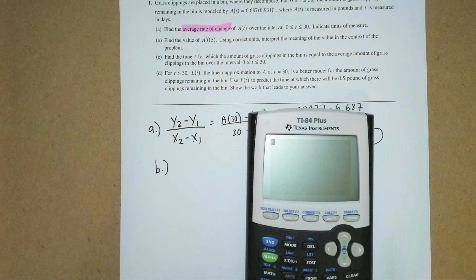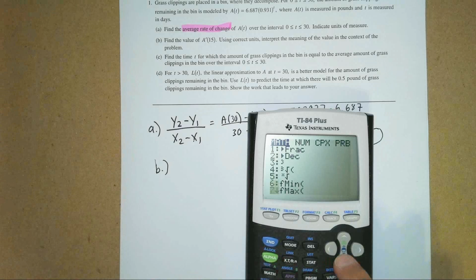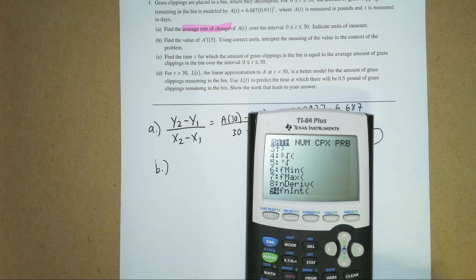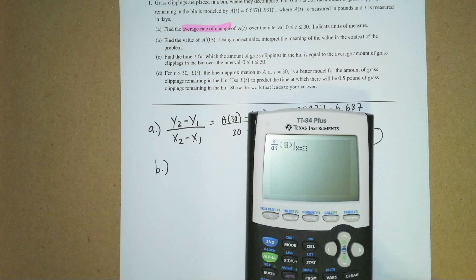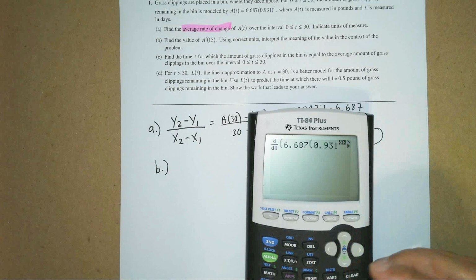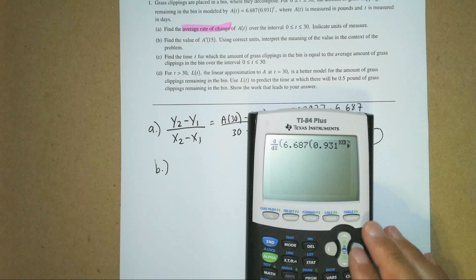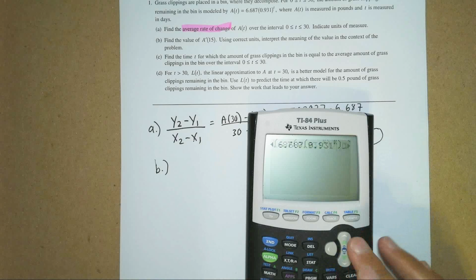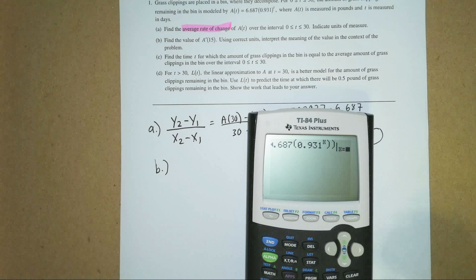actually find that derivative. We're just going to go to math, scroll all the way down, and you see where it says derive, type in 8 or press that button, dx, and you're going to type in the equation 6.687 parentheses 0.931 raised to the x. I'm going to use x, not t, because for this function you could use x or t, it doesn't really matter. Close the parentheses. And then x equals, what are we trying to find? We're trying to find the value at 15. So I'm going to put 15, press enter, and that gives me that value.